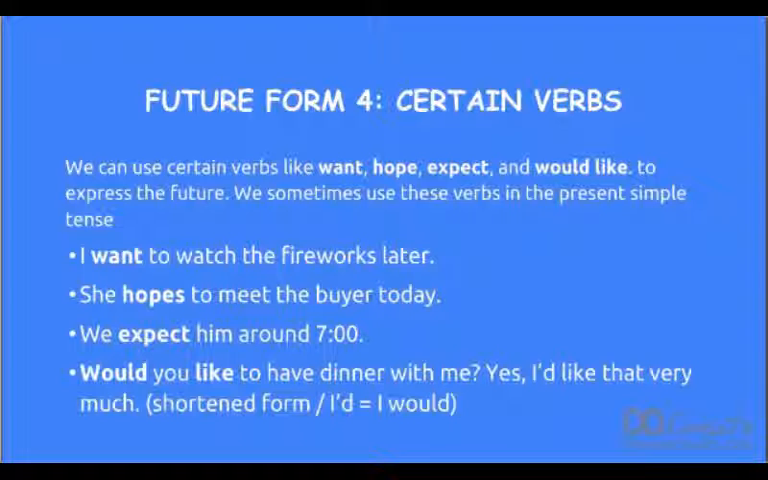So these verbs are changed according to the subject of the sentence, just like the present tense verbs we talked about. I want, she hopes, we expect, and you would like.